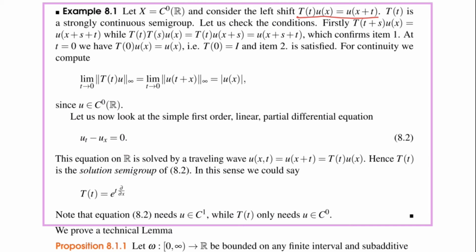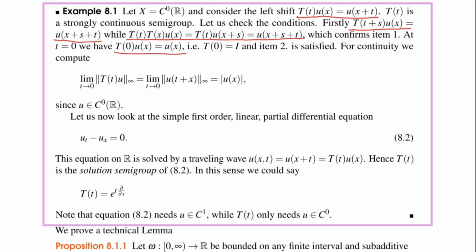Firstly, if I have T(t plus s) applied to u, then this is the same as having u evaluated at x plus s plus t. If I apply them in order, then I do just get the same. I first increment by s, then I increment by another t. So this is item 1. If t is equal to 0, of course, then we increment nothing, and we just keep u of x. So T(0) is the identity, and item 2 is also satisfied.